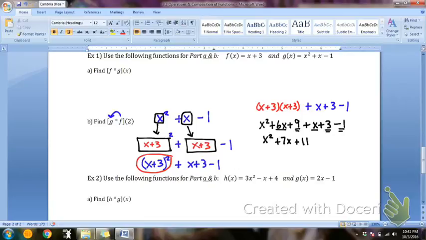Now this would be finished, except the problem said to evaluate it at 2. So if we're evaluating at 2, that means I'm going to plug a 2 in for each x. I'll do that up here, and you can do it at your seat.